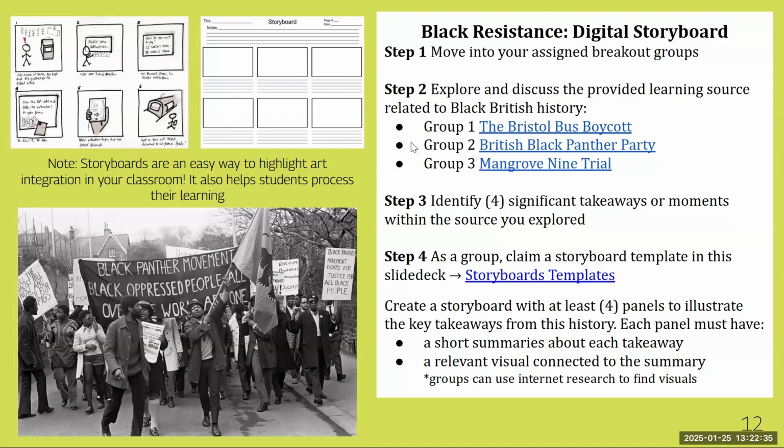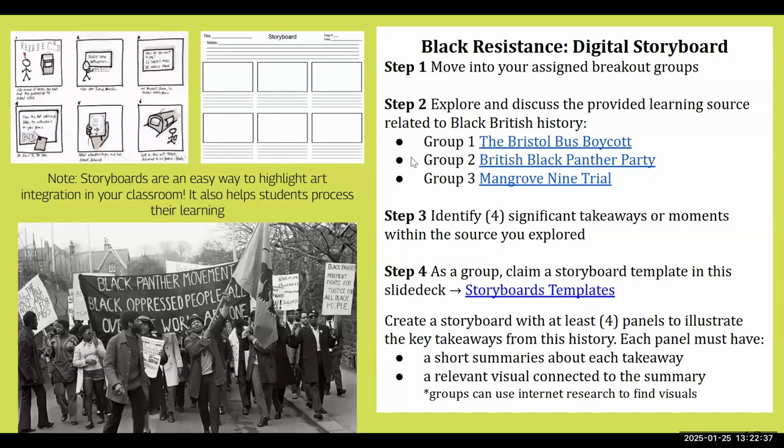You're going to explore and discuss the provided learning source related to Black British history. So group 1 will explore the Bristol bus boycott. Group 2, British Black Panther Party. Group 3, Mangrove 9 trial. And then within your groups, you're going to identify 4 significant takeaways or moments within the source you explored.